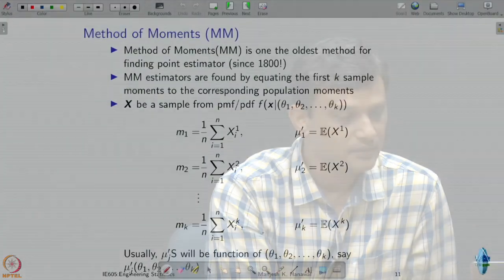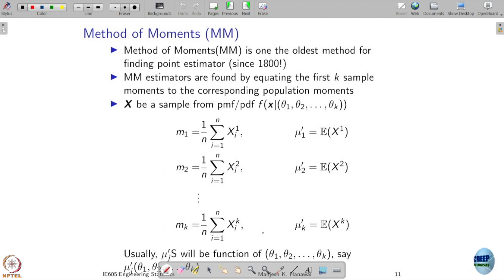So let's get started with the other part. Now we are going to talk about another possible way of estimating the parameters. There is another method called method of moments. We all studied about the moments, right?